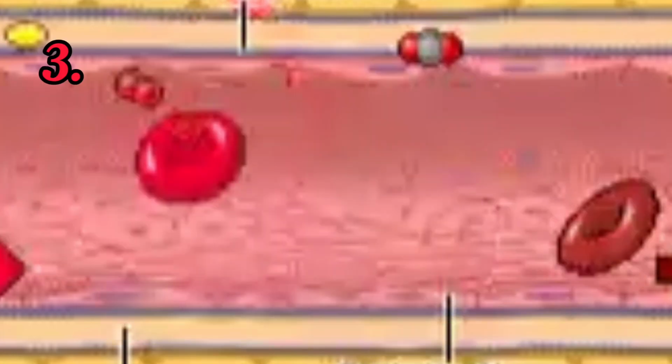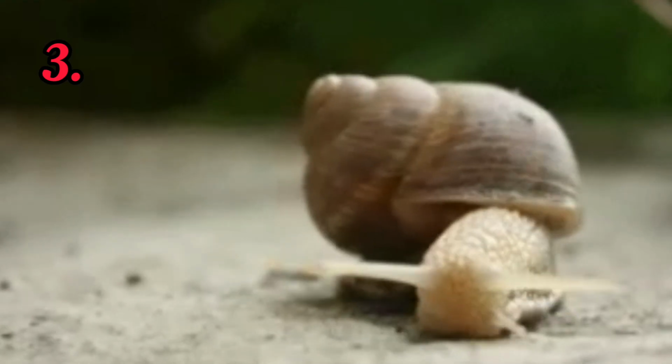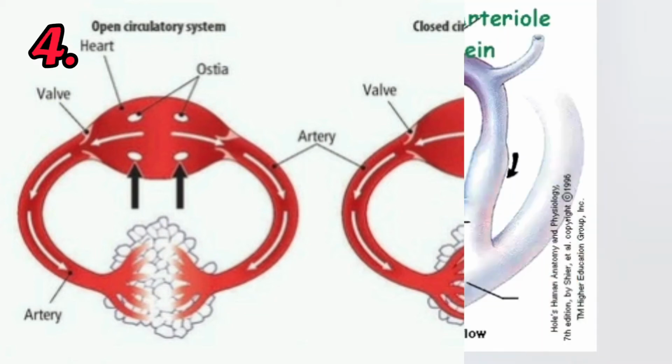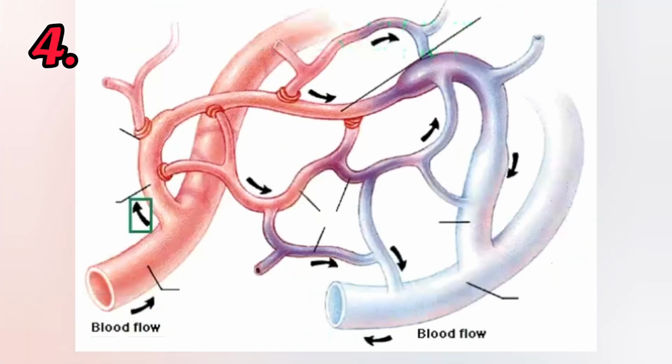In the open type of circulatory system, blood returns to the heart very slowly, while in the closed type of circulatory system, blood returns to the heart rapidly. Even the pressure of the blood in the open type is very low, while the pressure in the closed type of circulatory system is very high.